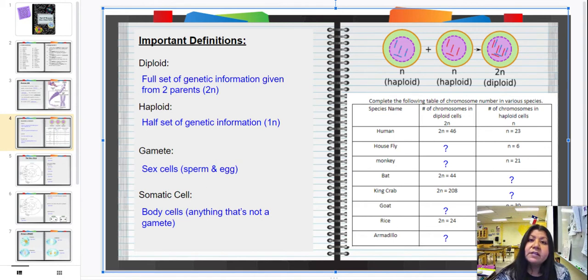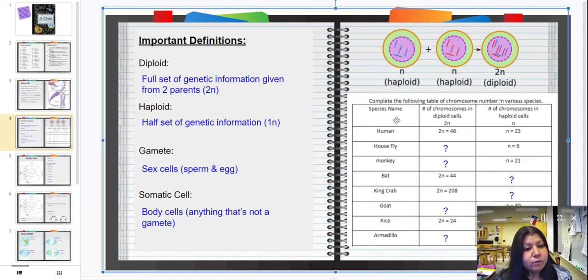Now, different organisms have different chromosome numbers. For example, humans, we have 46 chromosomes. So that's 46 total chromosomes. That's our diploid number. So if I divide that in half, that means that I got 23 chromosomes from my mother and 23 chromosomes from my father. So my haploid number would be 23. My diploid number would be 46 because my diploid is my full set of genetic information, my total number of chromosomes. Haploid is only half of my genetic information, which is half of my chromosomes.